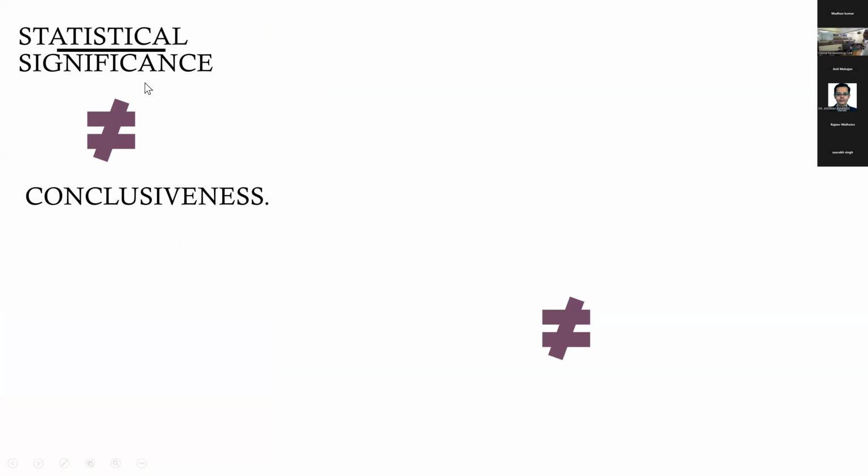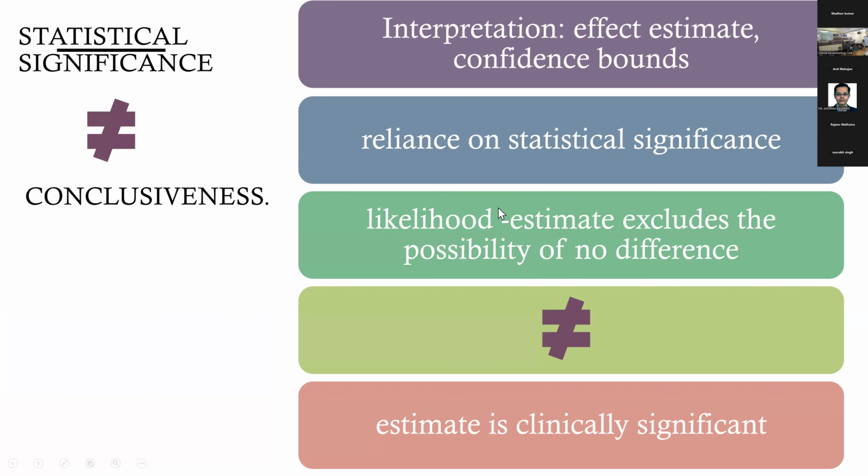The next point is that statistical significance is not equal to conclusiveness. Now, very often we have learnt in various Saturday sessions that we have an effect estimate, which is the odds ratio or the relative risk or risk difference, and its confidence interval. And we look at statistical significance, meaning if the confidence interval doesn't touch 1, then we say that the estimate excludes the possibility of no difference. And very often we mistake statistical significance for clinical significance.